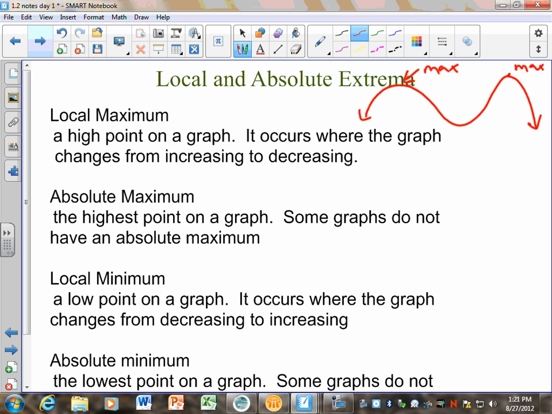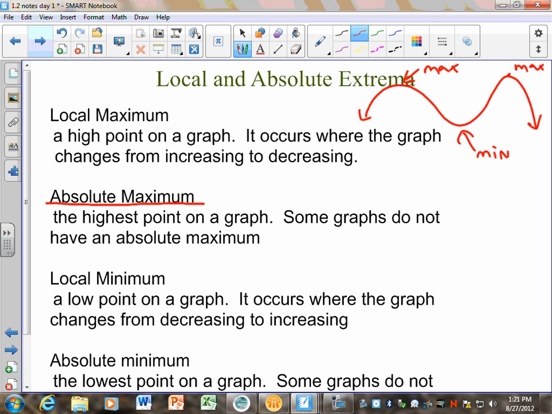Last year we only talked about local maximums, and I want to point out this other definition. A local maximum is just any turning point on your graph where it changes from high to low. An absolute maximum is the highest point on the graph. So if I say what is the absolute maximum, it's only one. Like what is the highest point? And sometimes there might not be an absolute maximum. And the same thing with the minimum. A local minimum is just any low point on the graph that occurs where the graph changes from decreasing to increasing.